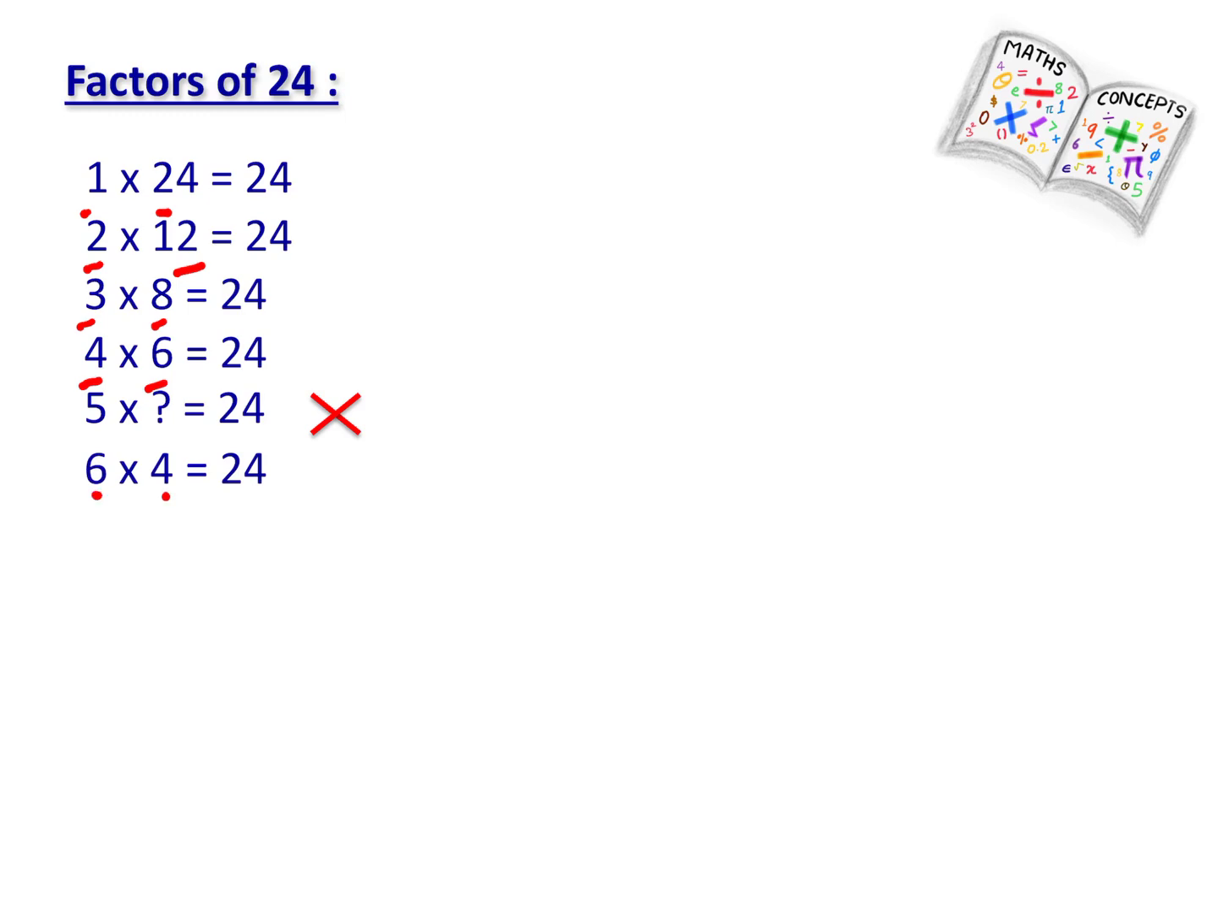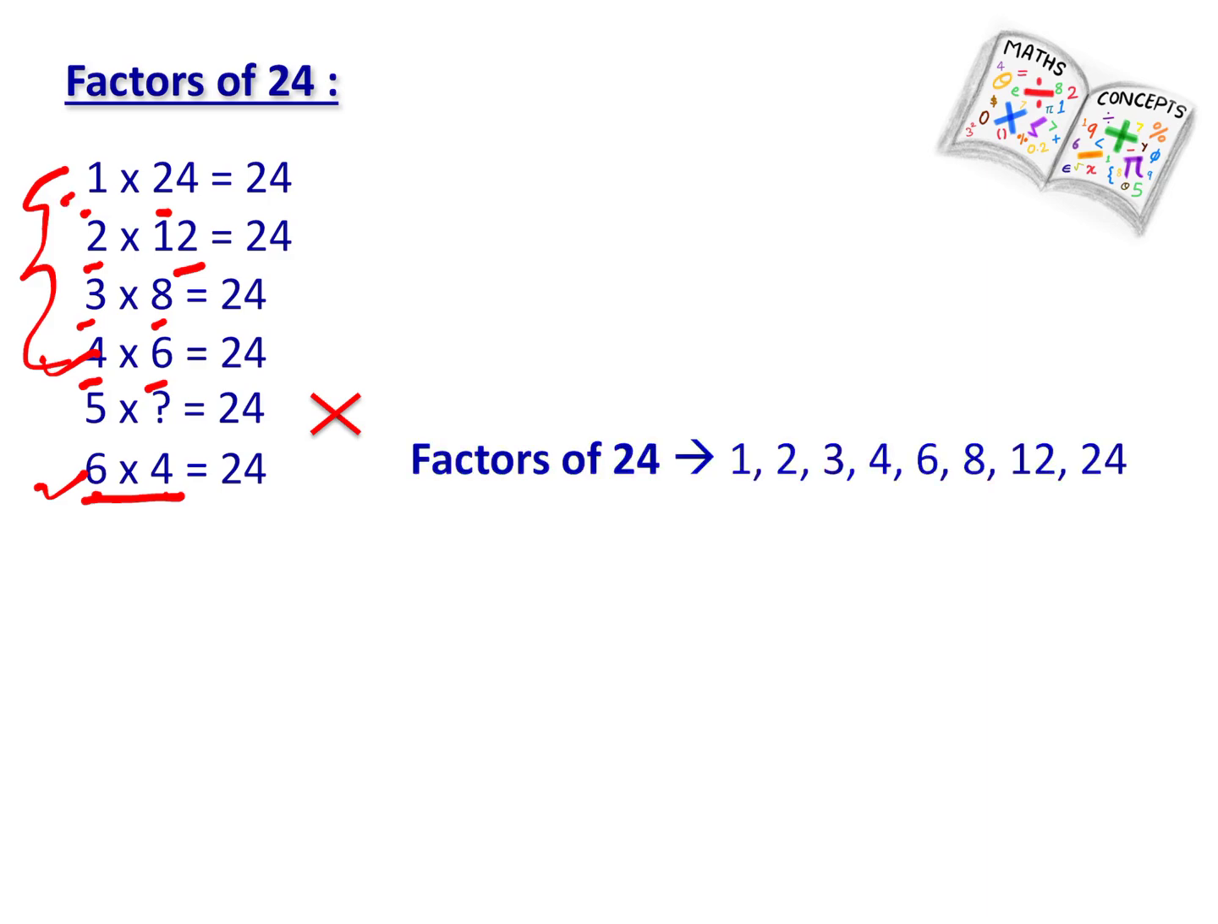But did you notice that we have already covered 6 and 4 here? Okay, now the factors have started getting repeated, right? So this is where you should stop finding out the factors. When factors start getting repeated, you should know that we have covered all the factors. Okay, so we can write factors of 24 in ascending order: 1, 2, 3, 4, 6, 8, 12, 24.